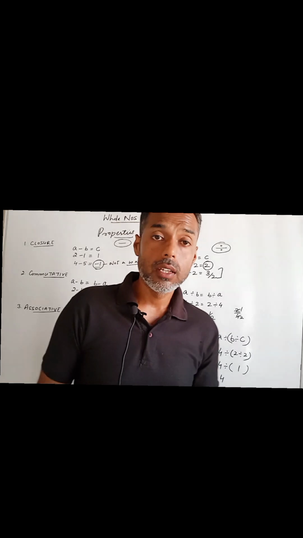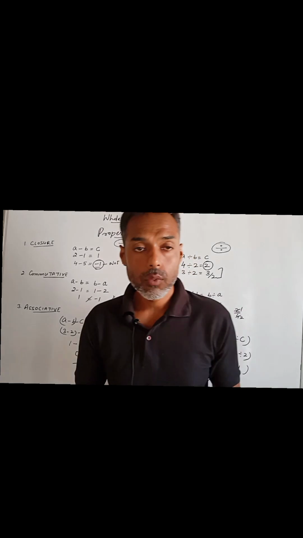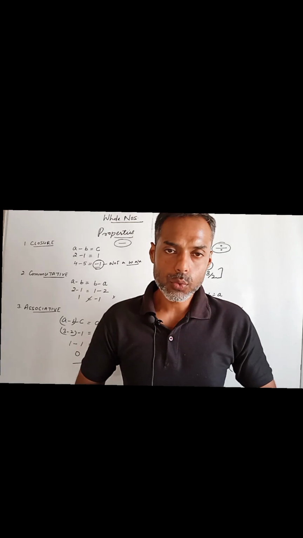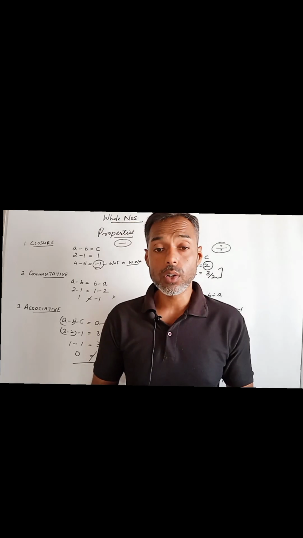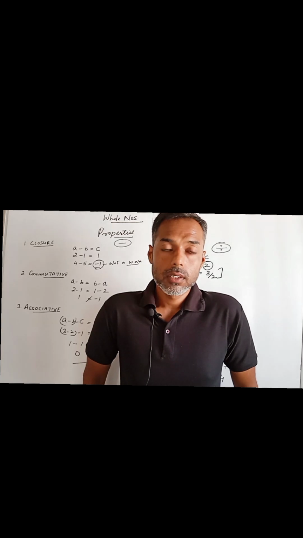So as we learned, all these three properties, closure, commutative and associative, while doing subtraction and division, do not satisfy the conditions. So we can say that all these properties do not hold in the case of whole numbers.